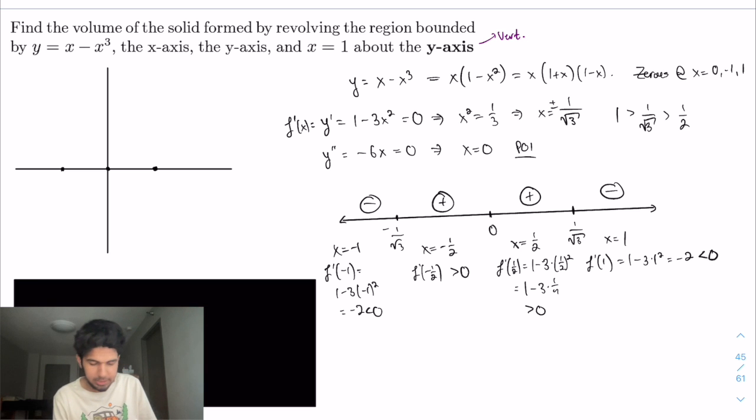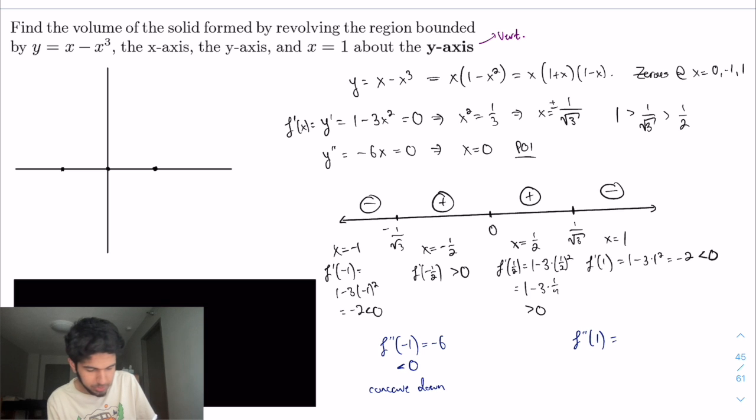Okay, and then as far as concavity goes, we can test f double prime of negative 1 on the left-hand side, because the only point of inflection is 0, so that's going to be equal to positive 6, which is greater than 0, so that's concave up. And then f double prime of 1 is equal to negative 6, sorry, this is positive 6 here, whoops.